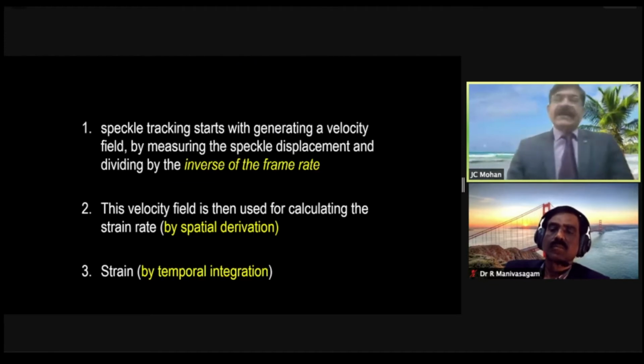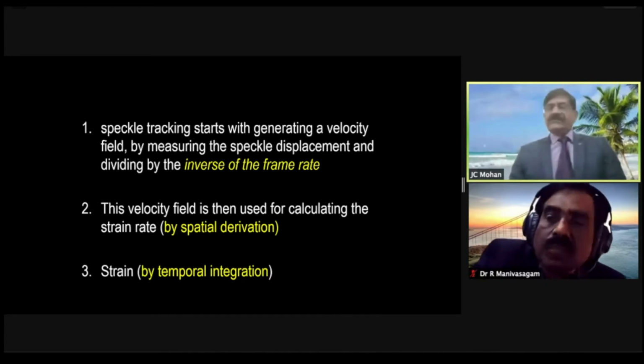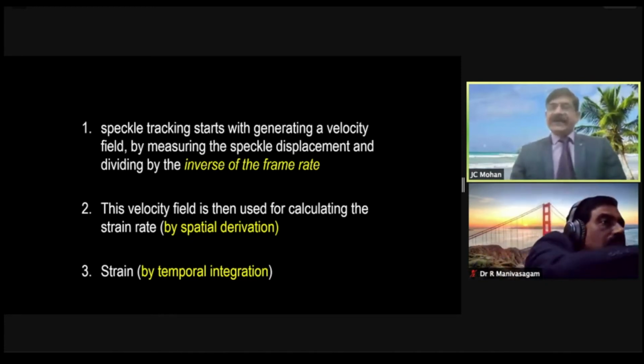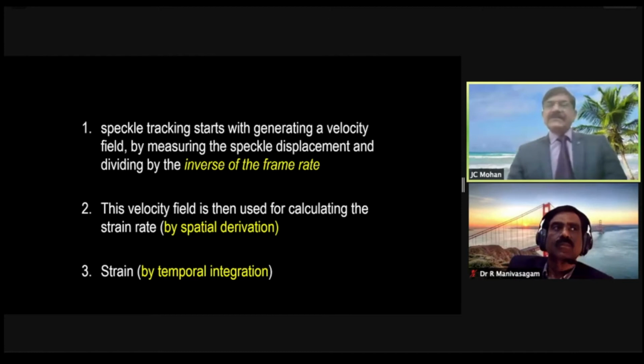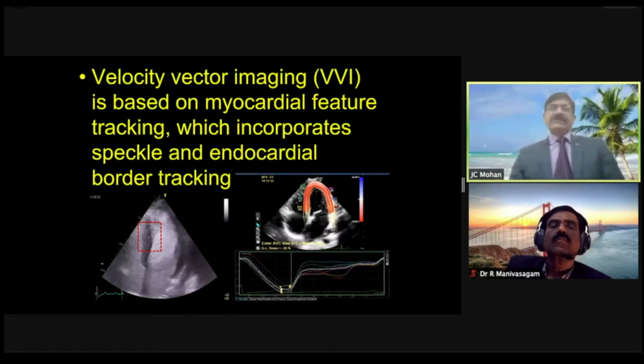Speckle tracking starts with generating a velocity field, but this velocity field is angle independent, by measuring the speckle displacement and dividing by the inverse of the frame rate. This velocity field is then used to calculate the strain rate by spatial derivation, and you can calculate strain by temporal integration. That means multiplying by time. That exactly is the fundamental basis of strain imaging.